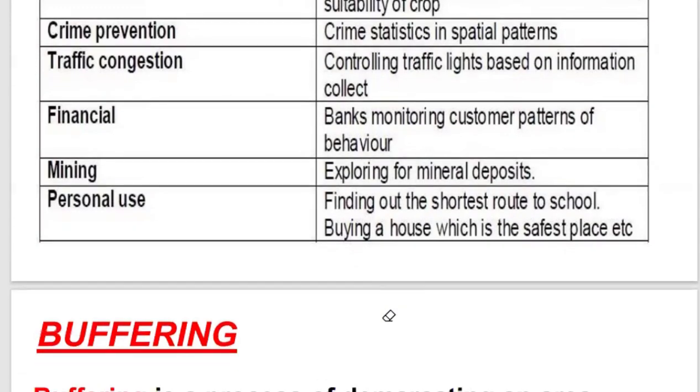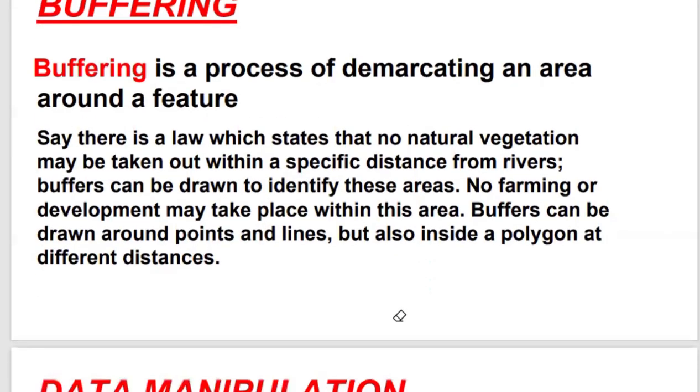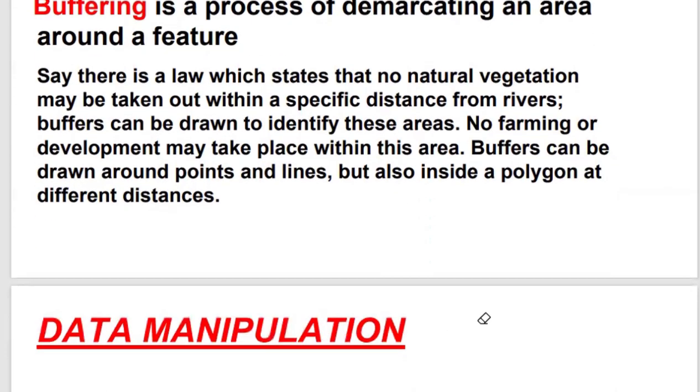Right, we move on to another geographical GIS concept. We talk of buffering. Buffering is one of the key elements again. We define buffering as a process of demarcating an area around a feature. For example, when we're talking of buffering, let's say our feature here is a river. Let's say we have a river.